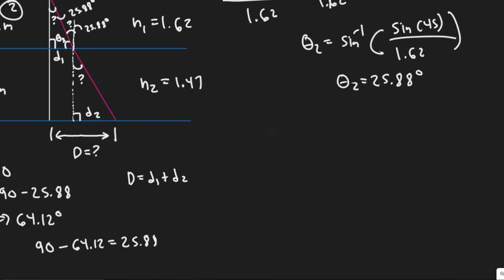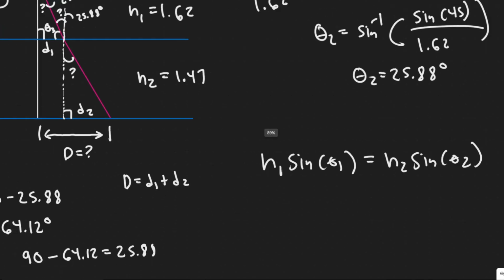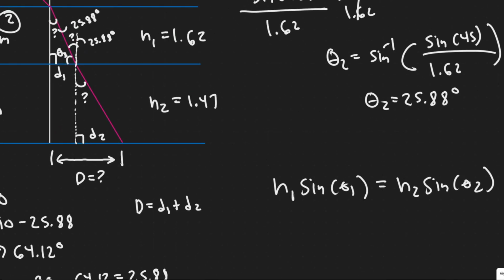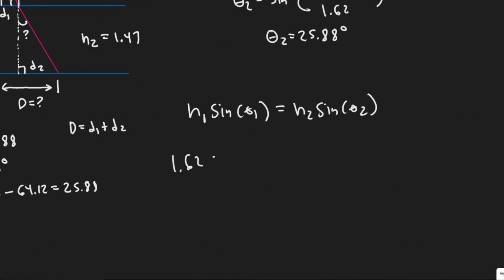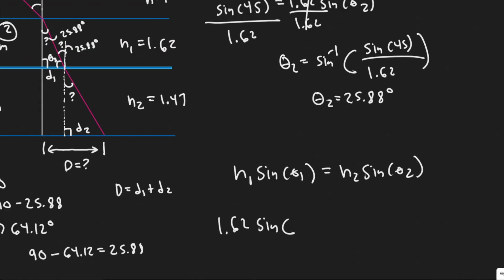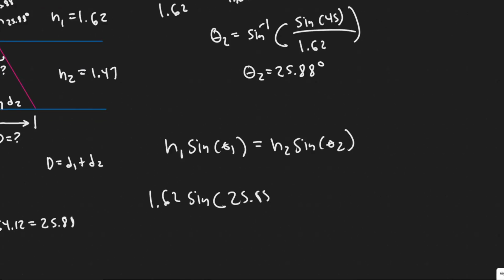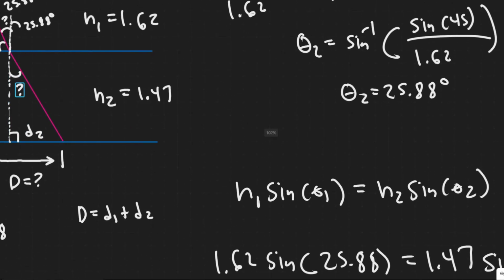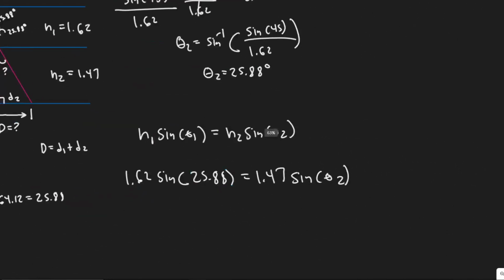So once again, Snell's law is n1 sine of theta 1 equals n2 sine of theta 2. And so what is n1 in this case? Well, we're starting in this scenario. So n1 is 1.62. The angle of incidence, which we just found, is 25.88, equals n2. Well, we know it's going to be entering this one, so that's your n2 value. And then we're solving for this theta 2 value, right? Because theta 2 would be equal to this angle right here. So let's go ahead and solve.